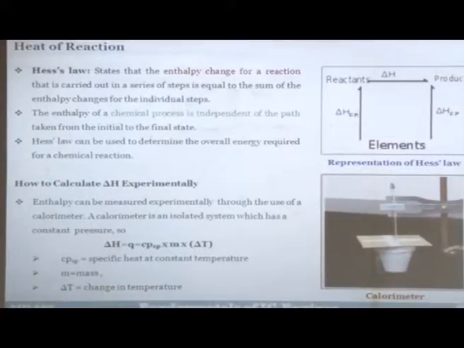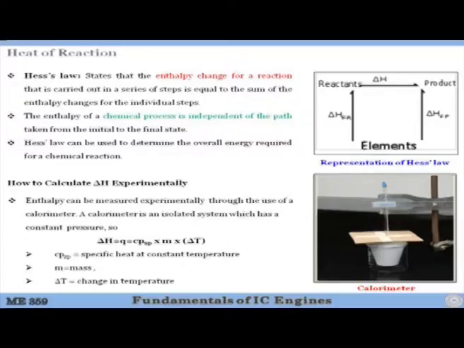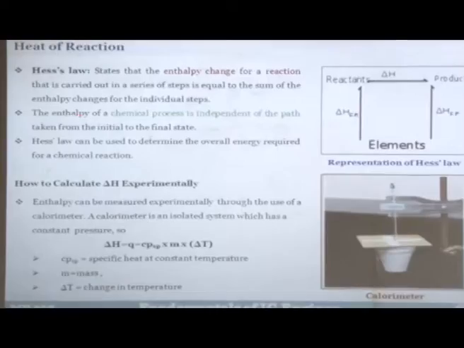There is a law called Hess's law. This is the representation of Hess's law. It states that the enthalpy change for a reaction that is carried out in a series of steps is equal to the sum of the enthalpy changes in the individual steps. The enthalpy of a chemical process is independent of the path taken from the initial to the final state. So, it depends basically on the end points and not on how you reach that point.